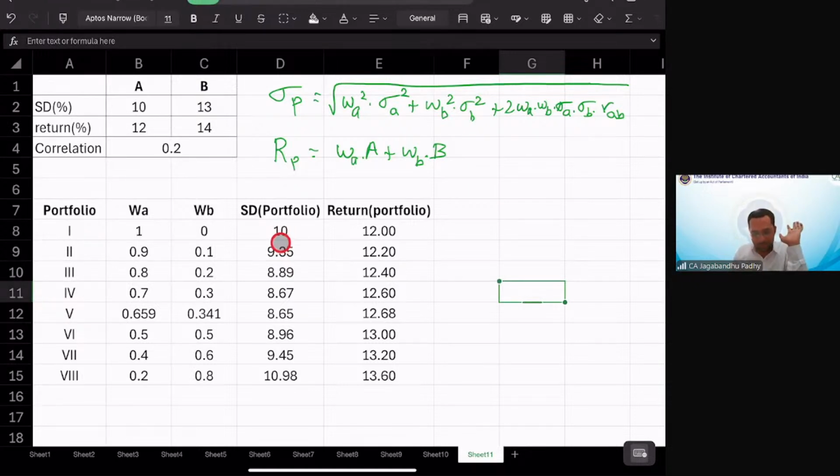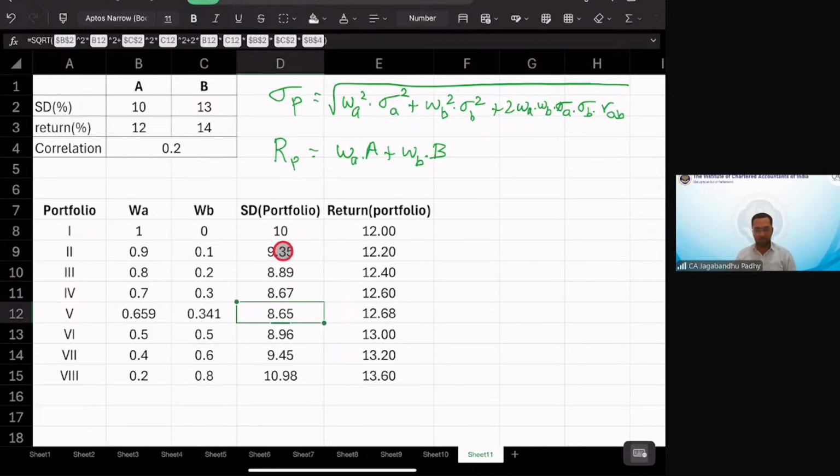Now, what is the reason? Why is the risk getting reduced when you're combining A with B? What is the reason? Because of this correlation value, low correlation. This is a correlation of 0.2. So you can see that there is a fall in the value of the risk, but only up to a certain point. You can see that the risk keeps on reducing only up to this fifth portfolio.